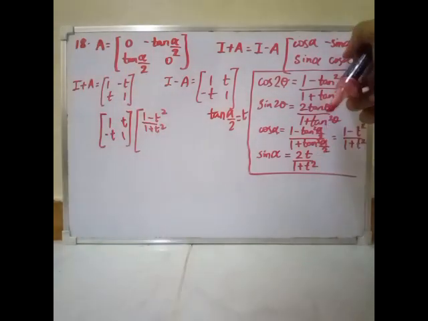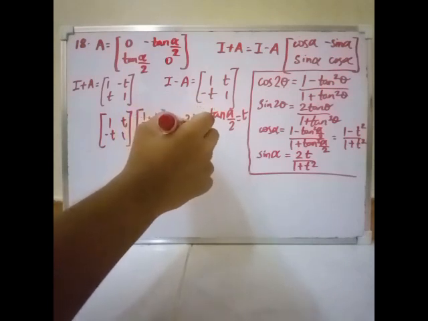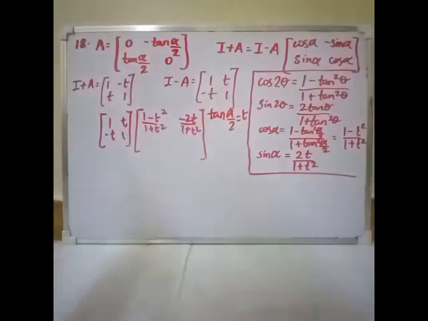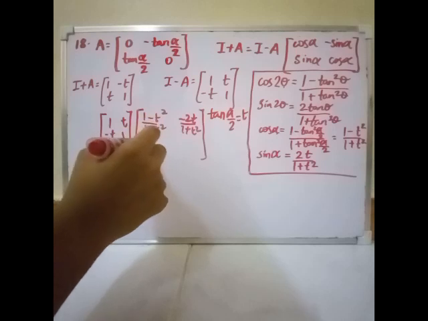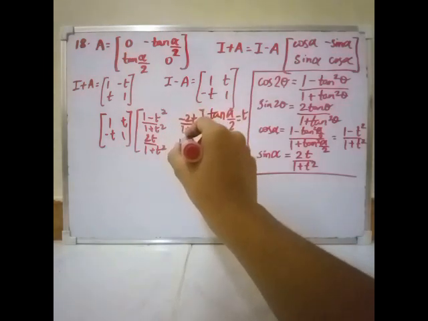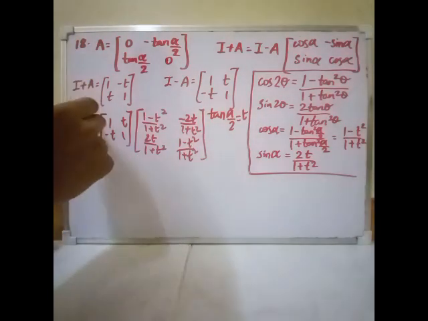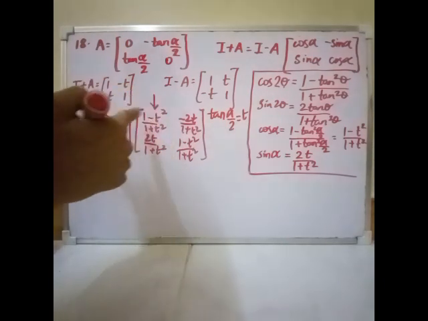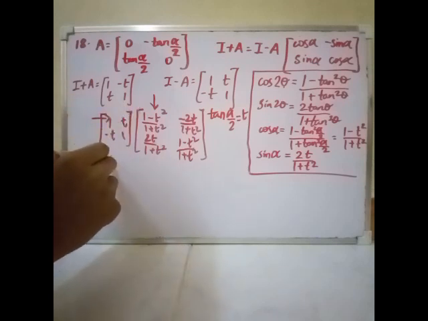Next minus sin phi, so it should be minus 2t by 1 plus t squared, then plus sin phi, so 2t by 1 plus t squared, then finally cos phi, 1 minus t squared by 1 plus t squared. Now we have to just do the multiplication process as usual, first row with first column. So 1 multiplied with this would be the same, 1 minus t squared by 1 plus t squared.